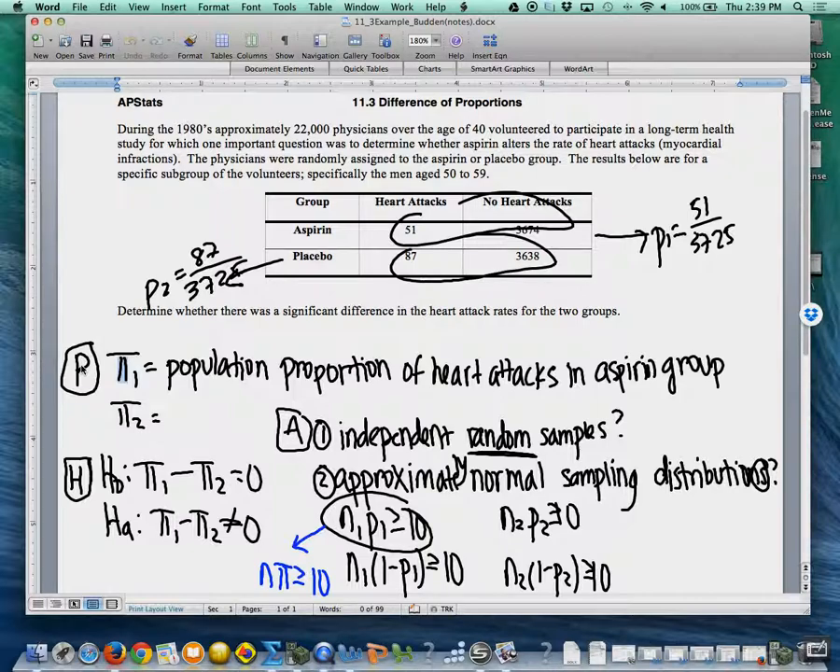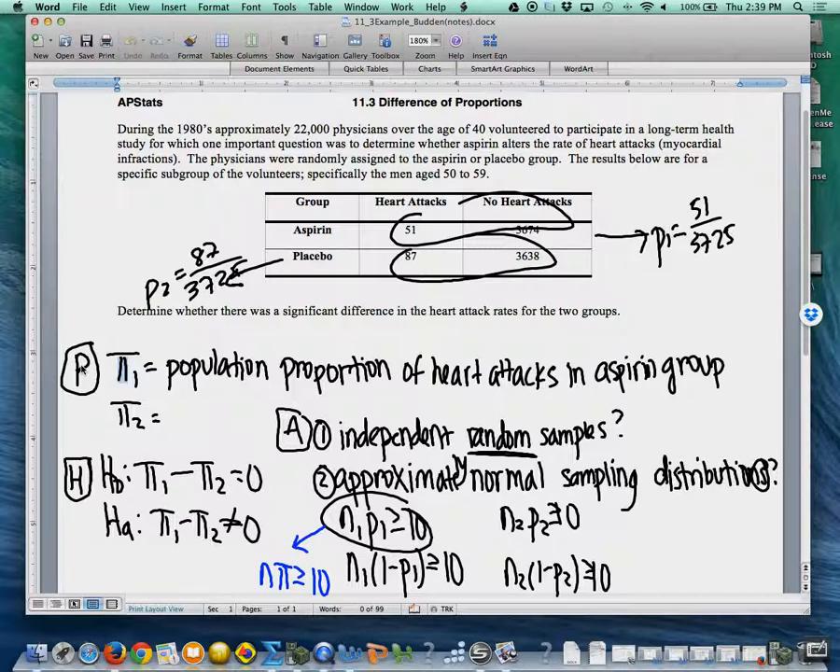Do we not use the n is less than 0.1 big N? You don't have to do that here. When is that used? One sample. Anytime you do one sample for proportion, you have to do it. Other than that, you don't have to.